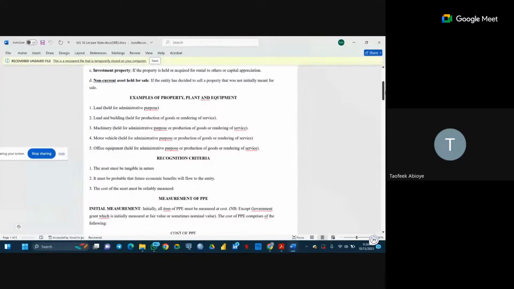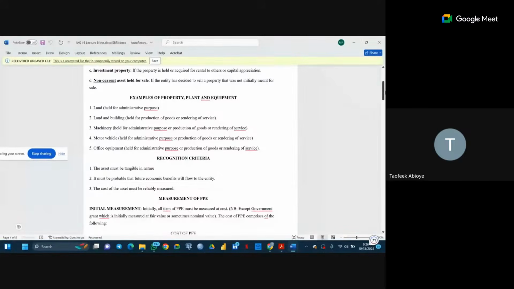So these are the examples of property, plant, and equipment. So we have the recognition criteria. What are the recognition criteria that must be met before a particular asset can be called IAS 16, a property, plant, and equipment? Number one of these criteria is the asset must be tangible in nature. It must be something tangible that we can see in a physical substance, for us to say, okay, this is IAS 16.